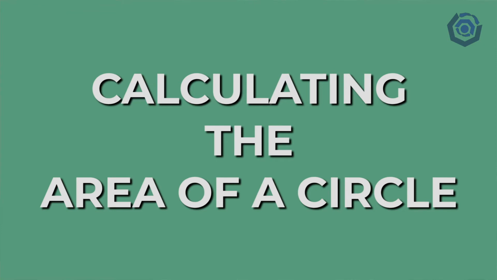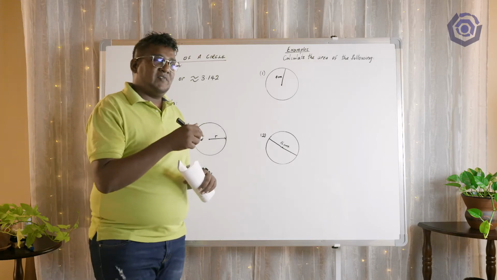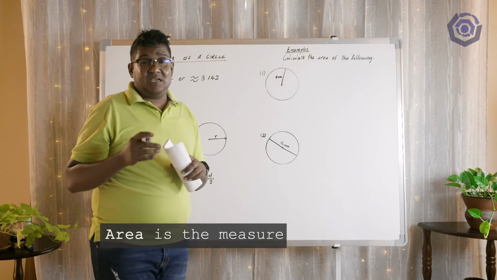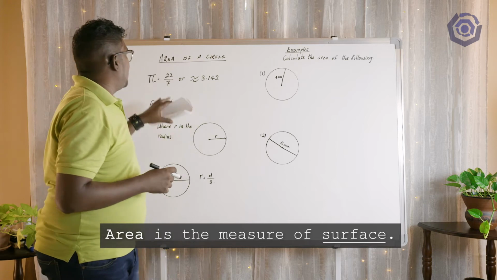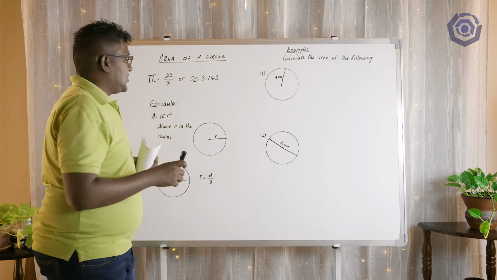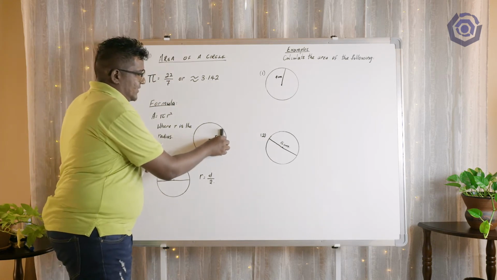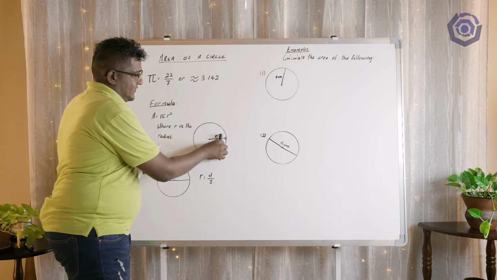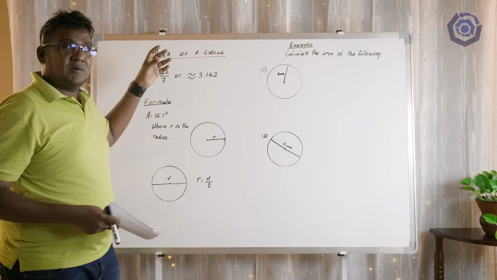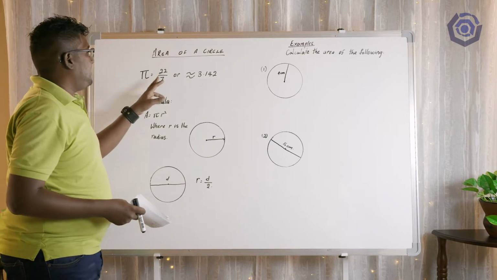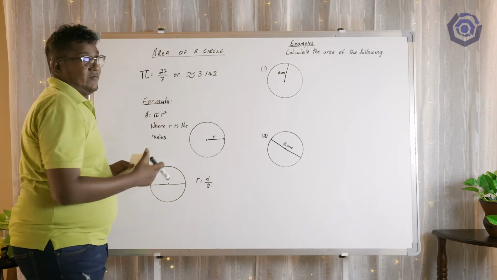Now we're going to be looking at how we calculate the area of a circle. If you remember from our previous episode, we said that the area is the measure of surface. So when we're calculating the area of a circle, it's actually the size of this surface here, right? Now, again, remember that when we're dealing with circles, we use pi. Pi is 22 over 7, or 3.142.